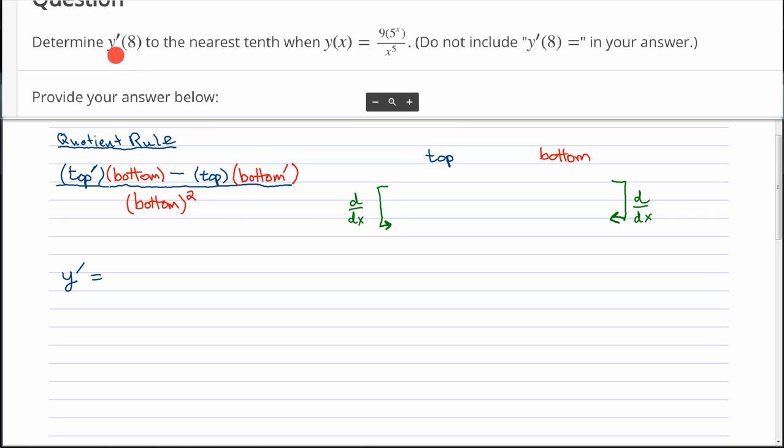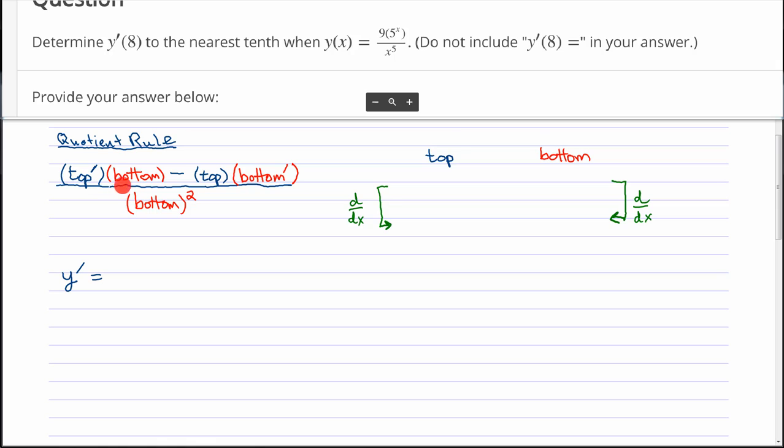So what we got here is a derivative problem. We're supposed to find the derivative of this function right here and then evaluate the derivative at the value x equals 8. So alright, how do I find the derivative of this thing? I look at this and the first thing I should probably think is quotient rule, because I see there's a function divided by another function. So this is a job for the quotient rule.